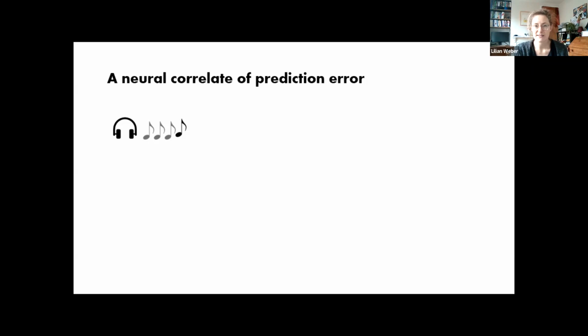Participants just have to listen to that sequence. They don't have to do anything. They don't even have to pay attention. In fact, they can watch a silent movie while they're listening, or do some boring visual abstraction task, which is what we usually do with them. And you will always get this signal.